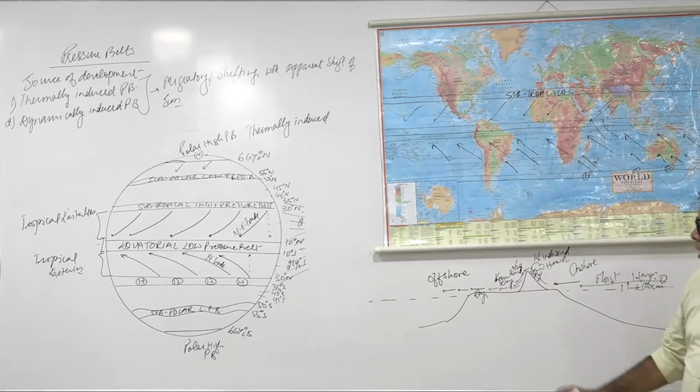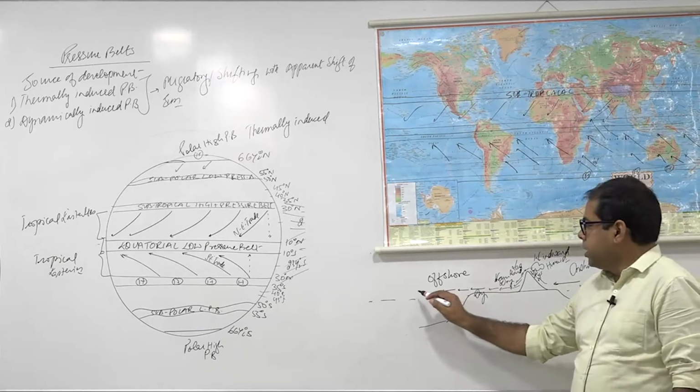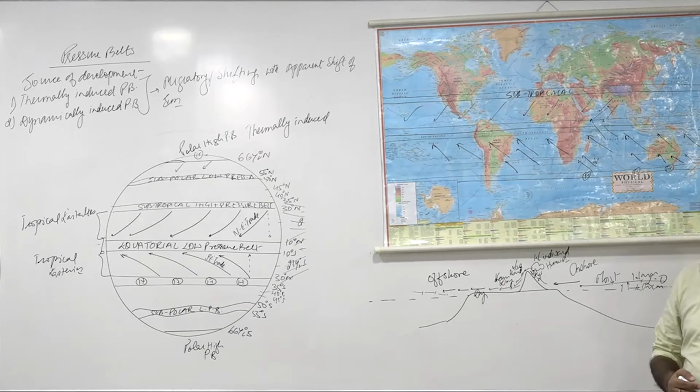Understood? Will it allow any wind coming from the oceans? Yes or no? Will it allow or not? Because it is moving away from the coast, it will obstruct whatever wind is approaching the continent. They will also push those winds away from the coast. So permanent dry condition develops here. This is responsible for the formation of hot desert.